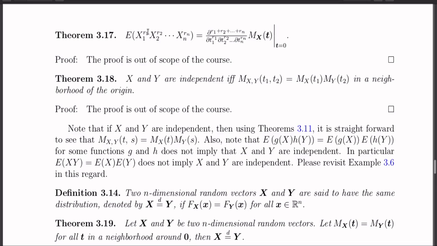Now in this case, if I want to find the expectation of x1 to the power r1, x2 to the power r2, and in this way xn to the power rn, I have to take the r1 derivative with respect to t1, the r2 derivative with respect to t2, and in this way the rn derivative with respect to tn, and finally I need to evaluate the partial derivatives at the point t equals 0. Okay, so this way I can find the product moment. These quantities are sometimes called the product moments.